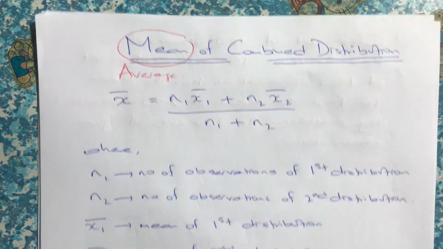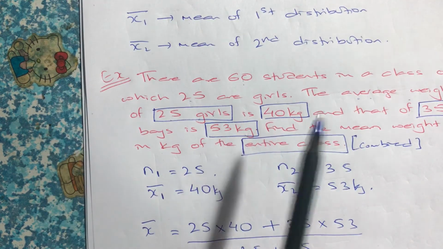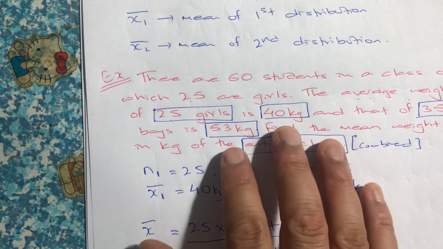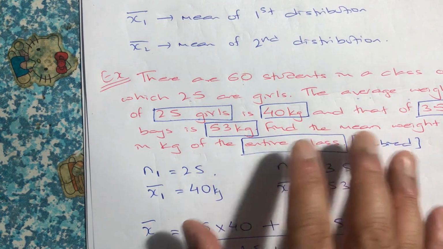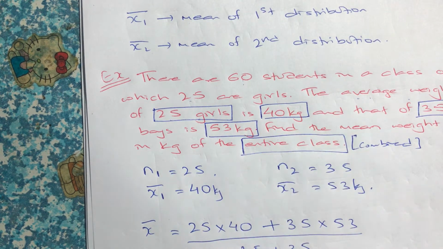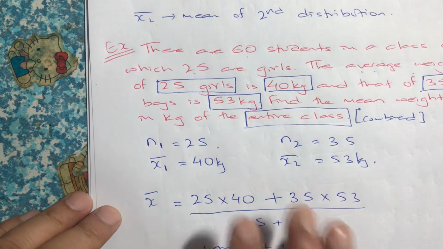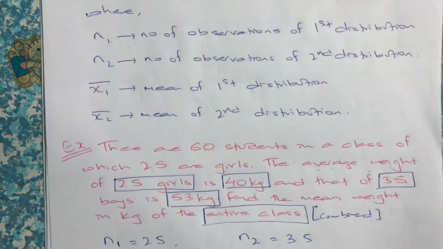But most of the questions will usually be of this type, where they will give you the average weight, n1, n2, x1 bar and x2 bar, and you just have to apply the formula correctly and get the answer. So let's go ahead and look at another example.